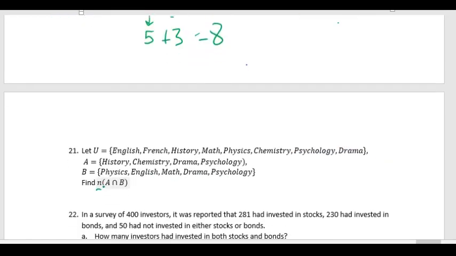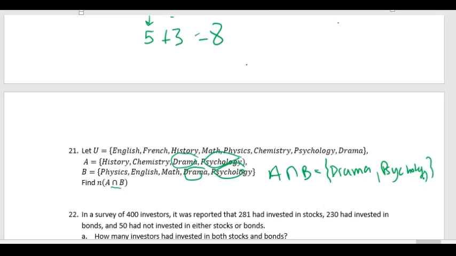Here we want to find the cardinality of A intersected with B. First we need to know what A intersected with B is. That's what they have in common. So we look at A and B. What do they have in common? Drama, psychology, and that's it. So drama and psychology. Now how many items are in this set? We only have 2.